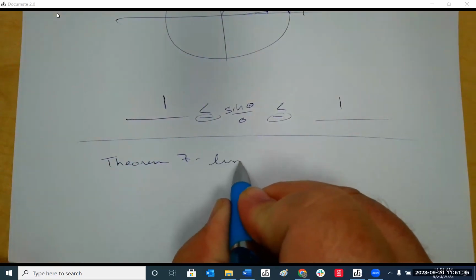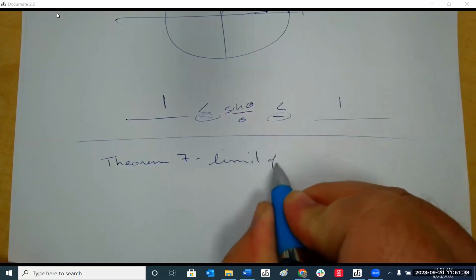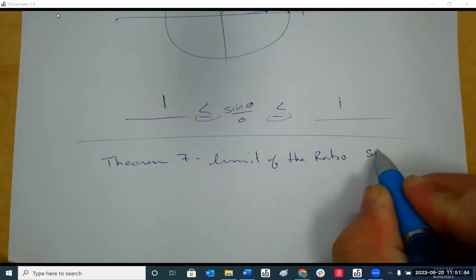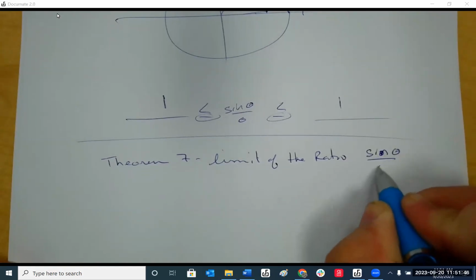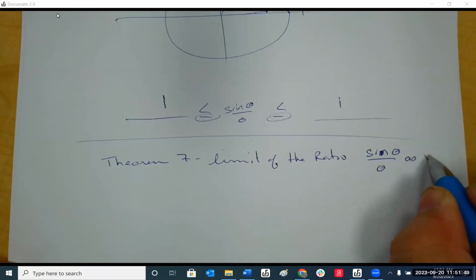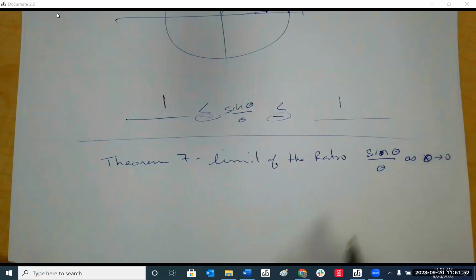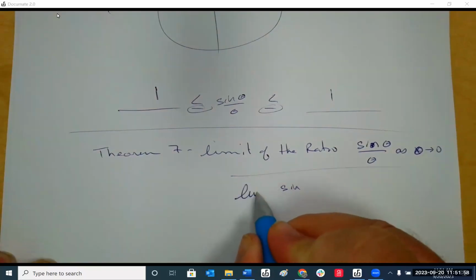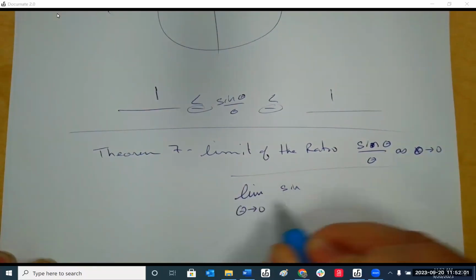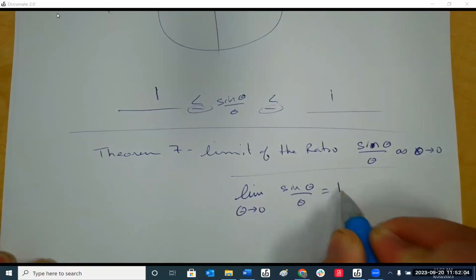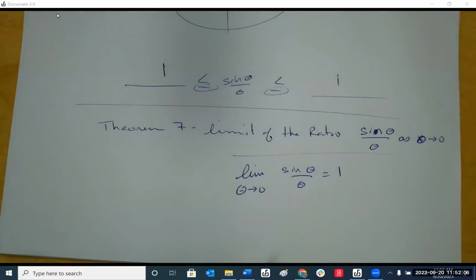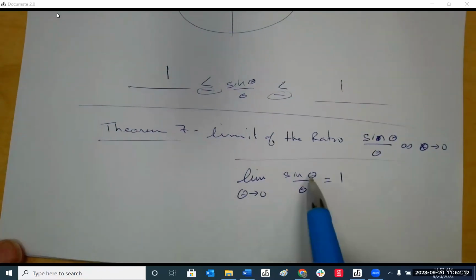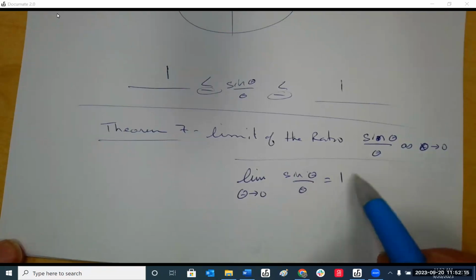It says the limit of the ratio sine theta over theta as x or theta approaches 0. The limit as theta approaches 0 of sine theta over theta is 1. The beautiful thing about this is once the theorem has been stated, whenever you see any equation that's sine theta over theta, you know it's 1.